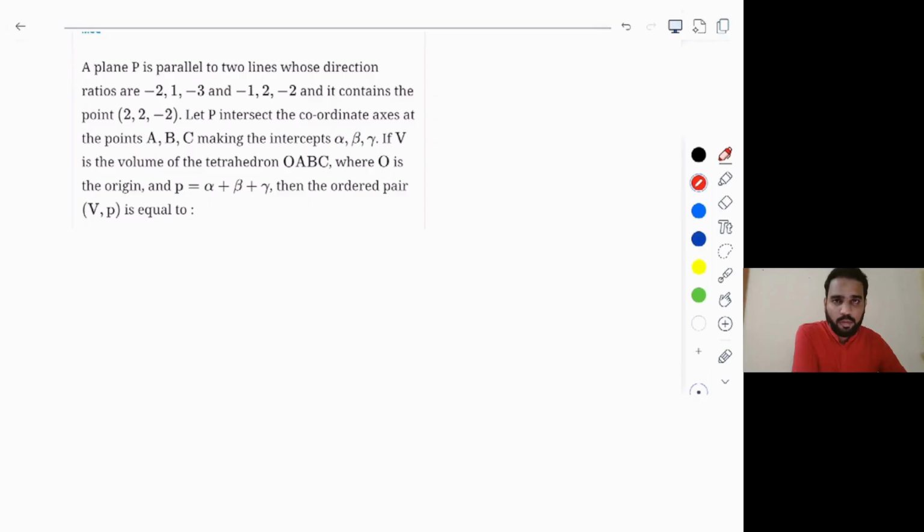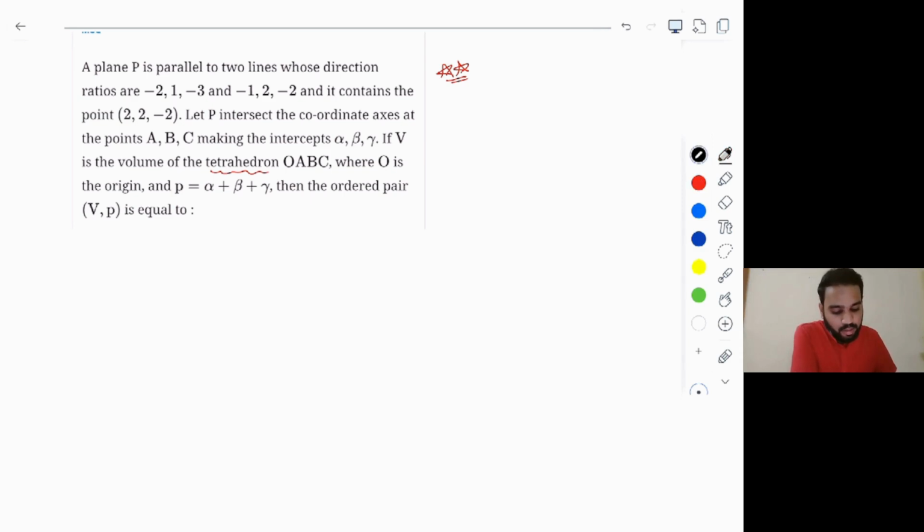Okay, let's take the next question. And once again, this is one of the PYQ questions and a very important model because it is covering many concepts. As you can see, it is involving tetrahedron and also intercepts of the plane, and also one more concept, that is construction of plane. So let us try to read the question carefully here.